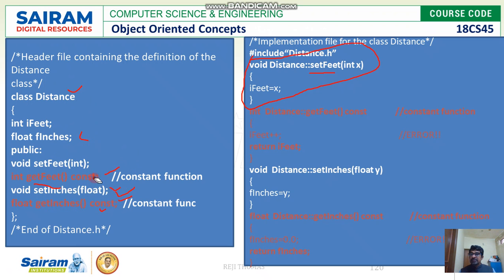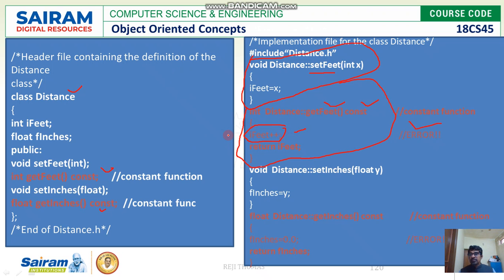So my first function is set feet, which is defined, and this is the second one, which is get feet. And look at where I try to increment I feet, which is going to give you an error. Why? Because when I declared this function, I told very clearly this function get feet is constant. So here also I've written this as constant, the function definition.